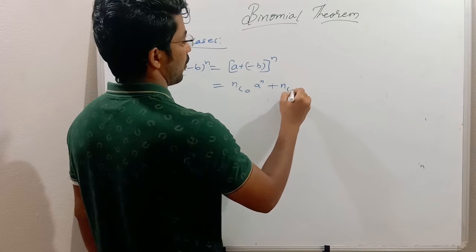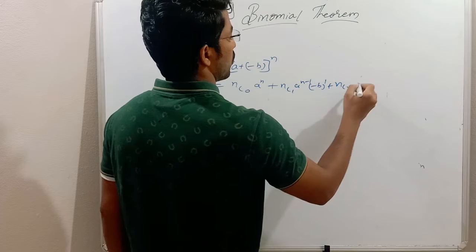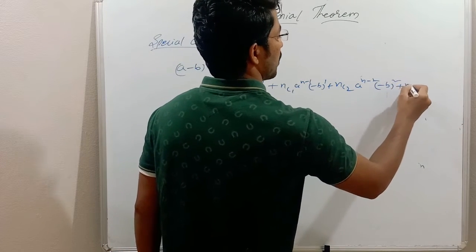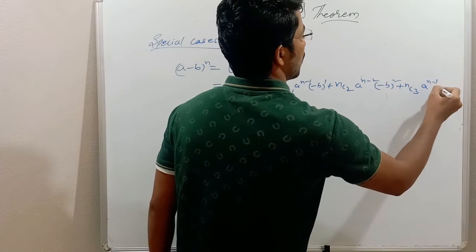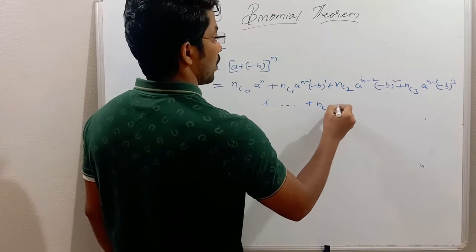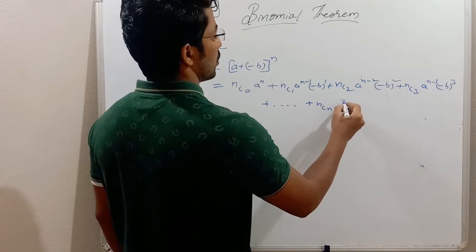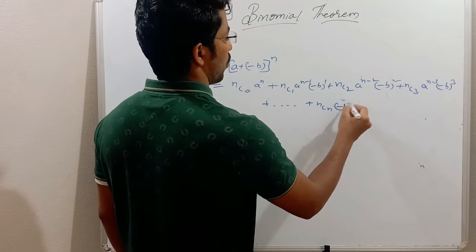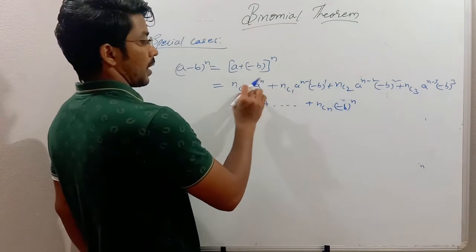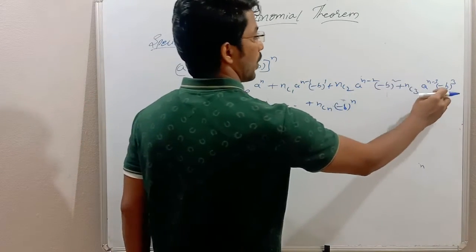Next nC1 a^(n-1) (minus b) whole power 1, plus nC2 a^(n-2) (minus b) whole power 2, plus nC3 a^(n-3) (minus b) whole power 3, plus and so on, nCn a^(n-n) is a^0, nothing but 1, so leave it. Next (minus b) whole power n. Now if you observe here, it is nC0 a^n, and here it is (minus b) whole power n, (minus b) whole power 2, (minus b) whole power 3.